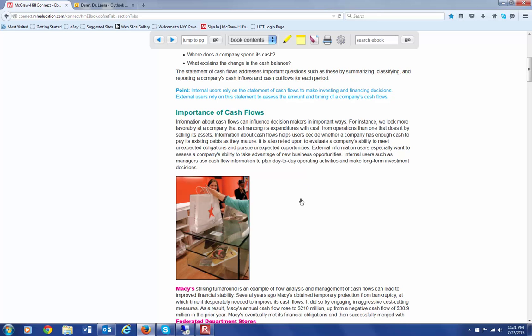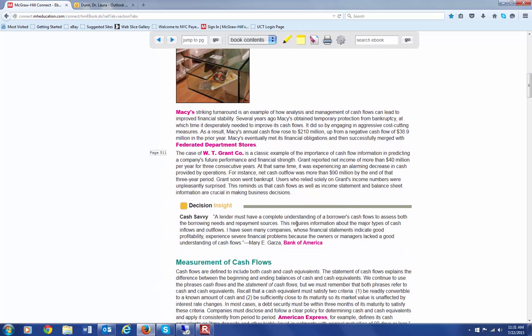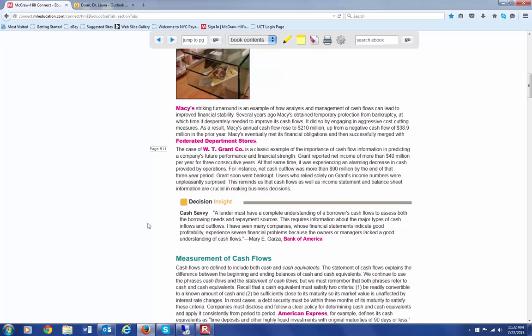I'll let you read this part here yourself about why this is important, because when people who don't do accounting, they don't seem to understand that just because a company can show a net income for a particular period of time does not necessarily mean that they have adequate cash on hand. So just because a company is on paper making money does not necessarily mean that they have cash in the bank. And this statement that you're going to learn how to do will show you how to distinguish between net income and actual cash flow.